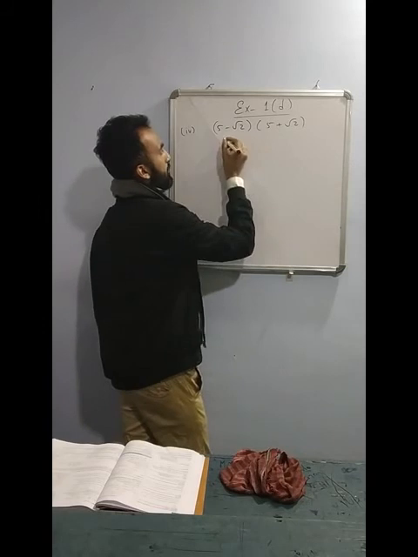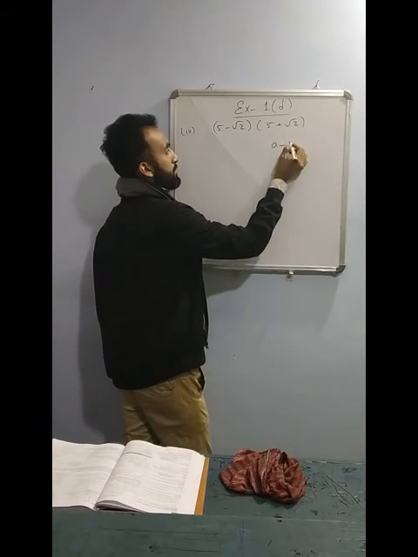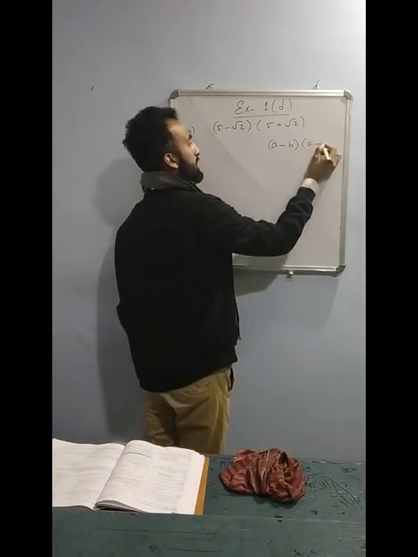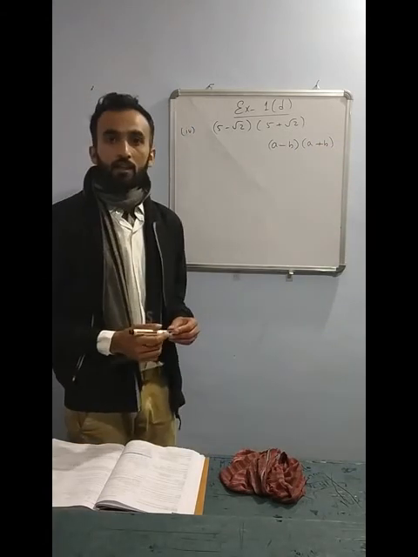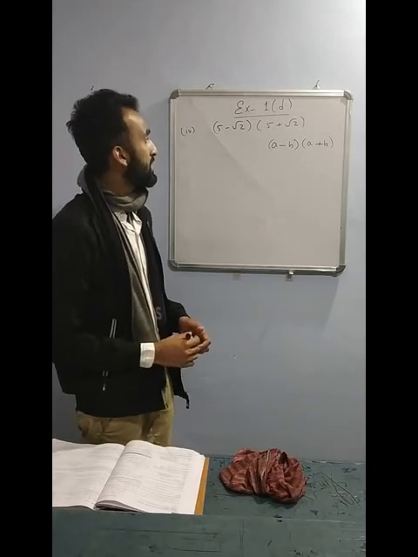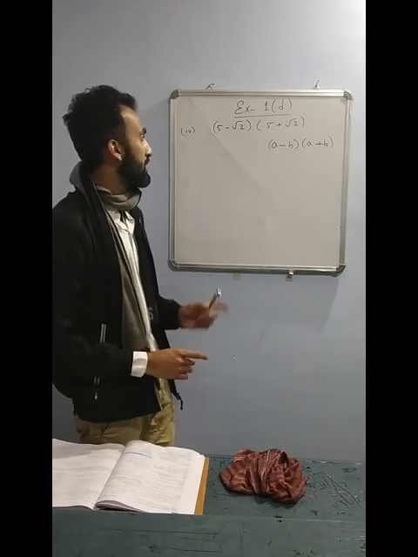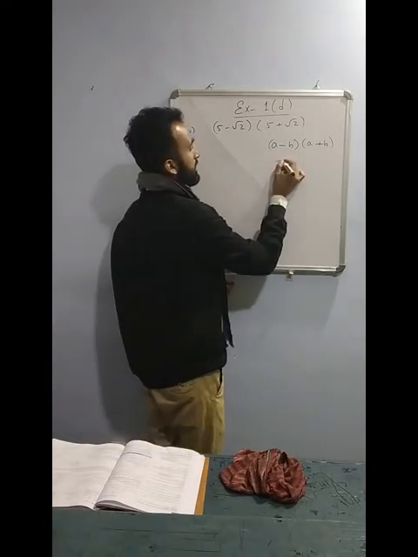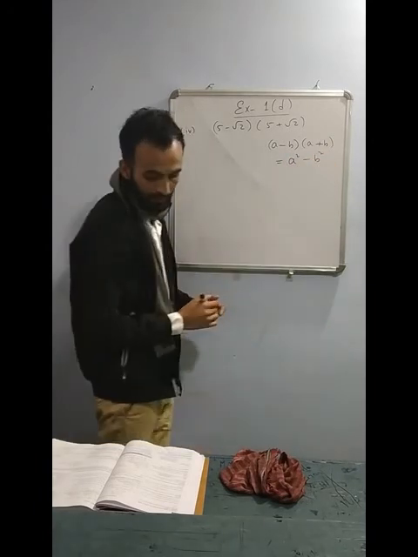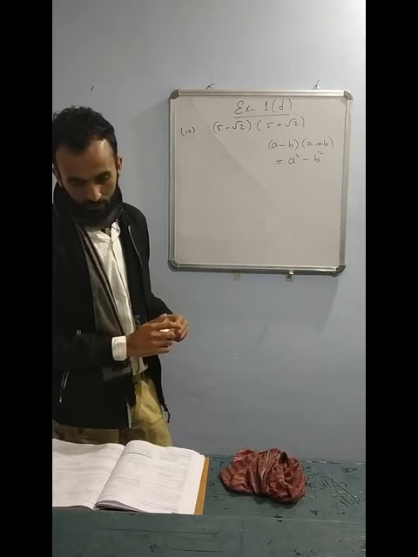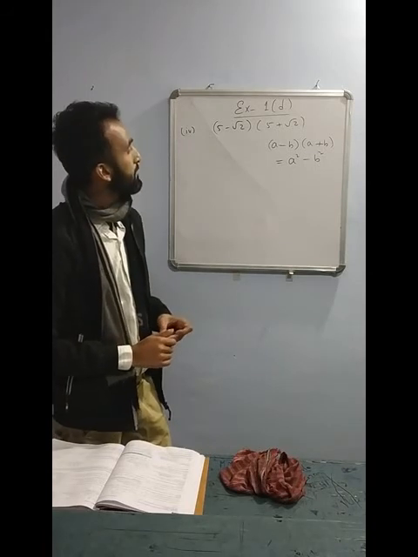Is it not of the form A minus B, and the next bracket is A plus B? This is algebra. A minus B, A plus B. In class 9, in class 8 also you have that A minus B into A plus B. I can directly write A square minus B square. Is it clear?